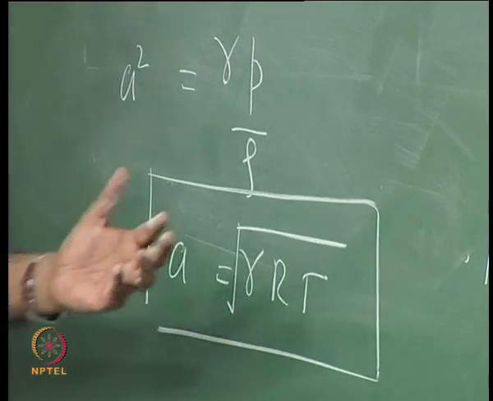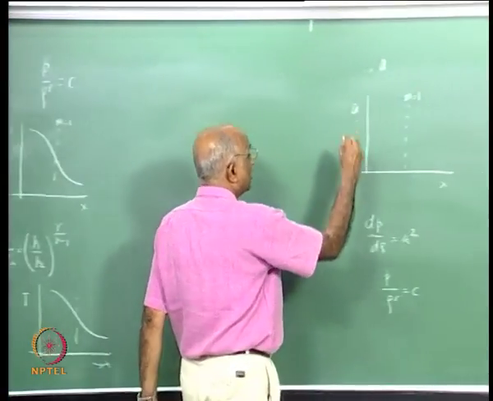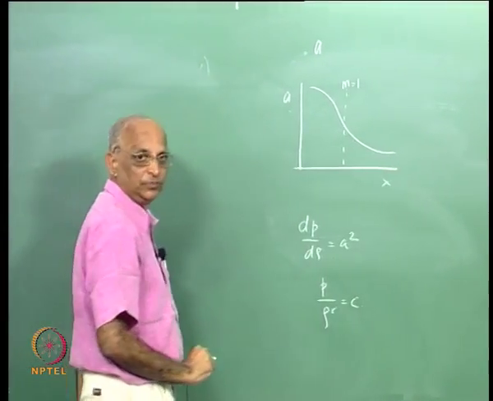Therefore what is it I find for sound speed variations? I will find the sound speed starts at a high value and it keeps on coming down, and it comes like this.